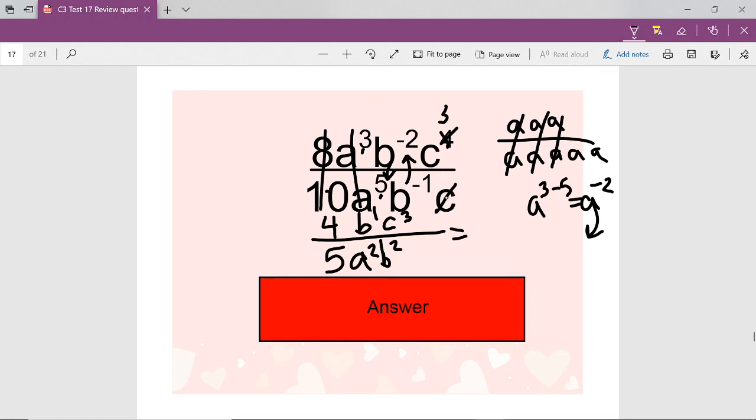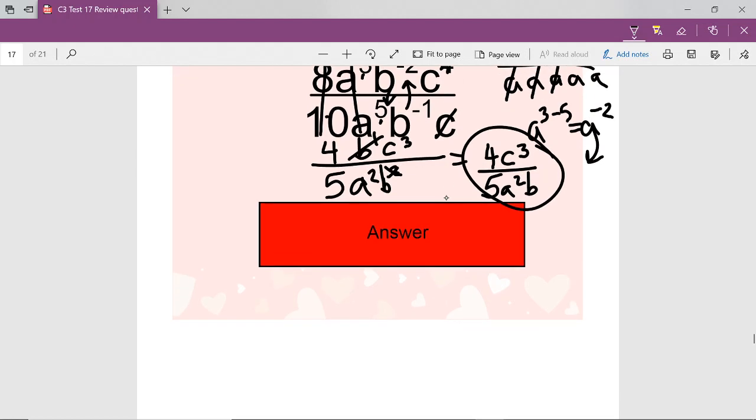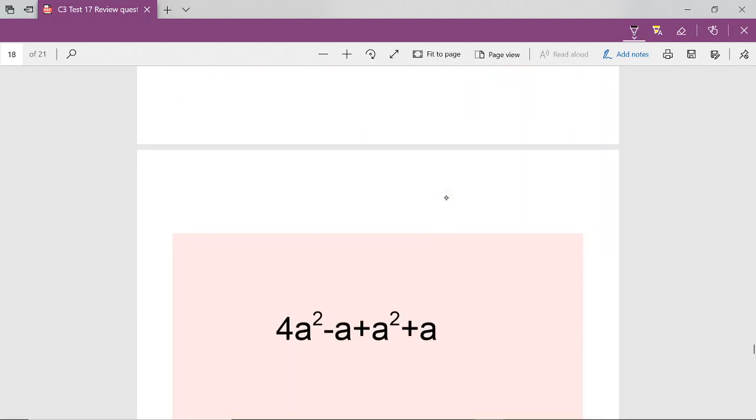But I'm not quite done because I have b's in both the numerator and denominator, so I can cancel out one of them here with one of them down here. And so I end up with 4c to the third over 5a squared b. Okay, and now we can say this is fully simplified in this form right here since there's nothing in common between numerator and denominator. It's fully simplified.